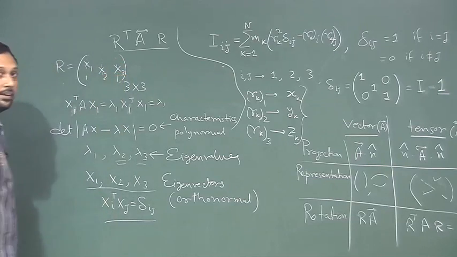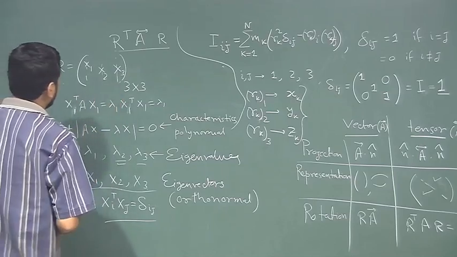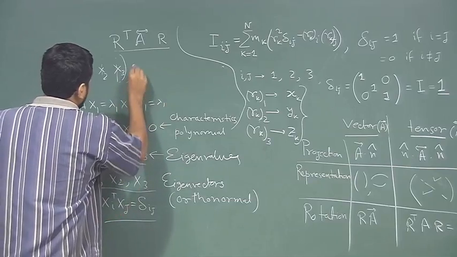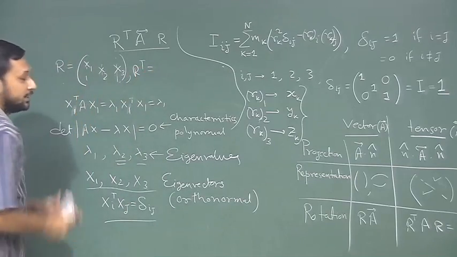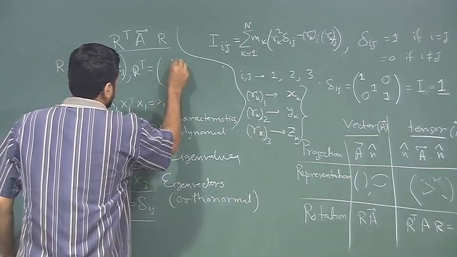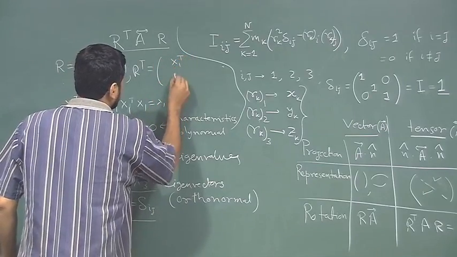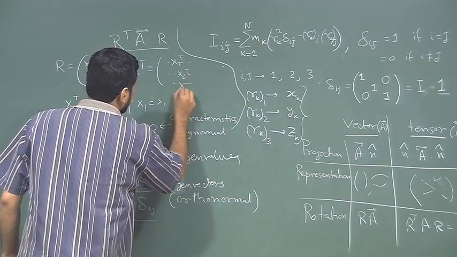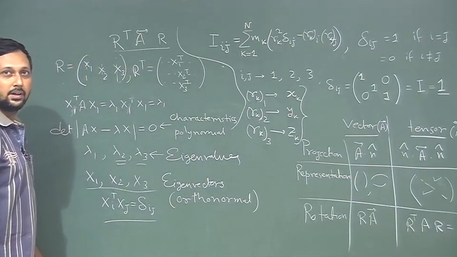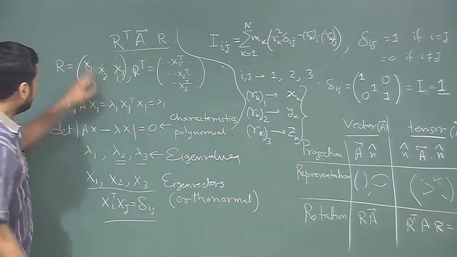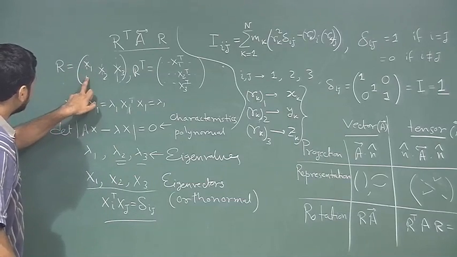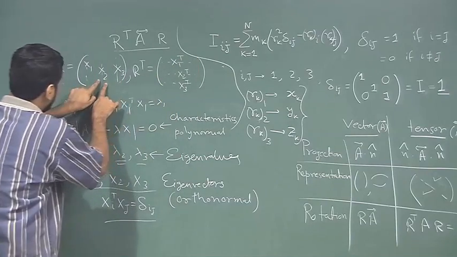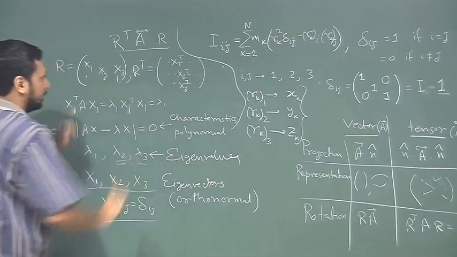Now, in this R, the first column is x1, the second column is x2 and the third column is x3, right. Take the transpose of R, what will happen? Transpose means you are just interchanging rows and columns. So, here you will have x1 transpose in the first row, the second row will be x2 transpose and the third row will be x3 transpose, is it not? Right. So, the first column is x1, and after transpose the first row will be x1 transpose, then x2 transpose and x3 transpose.